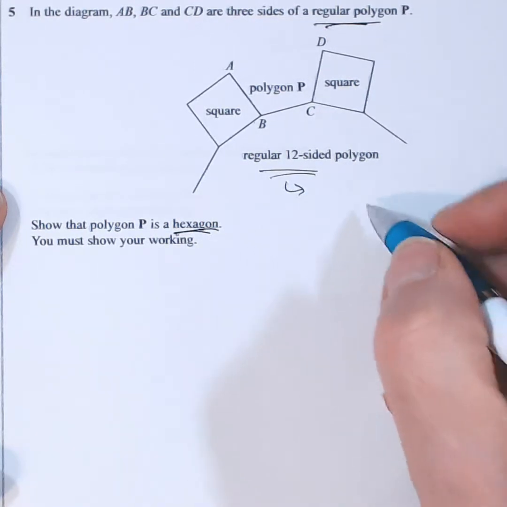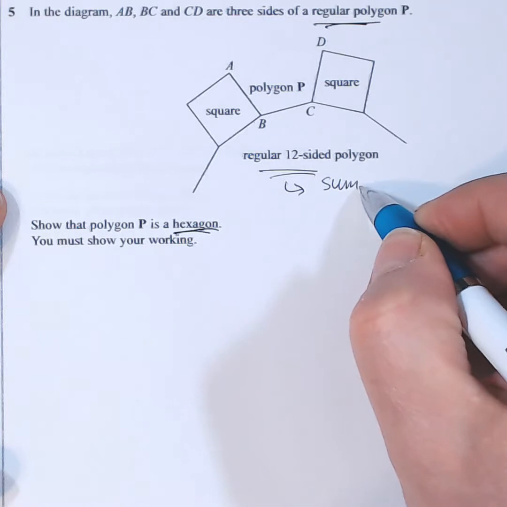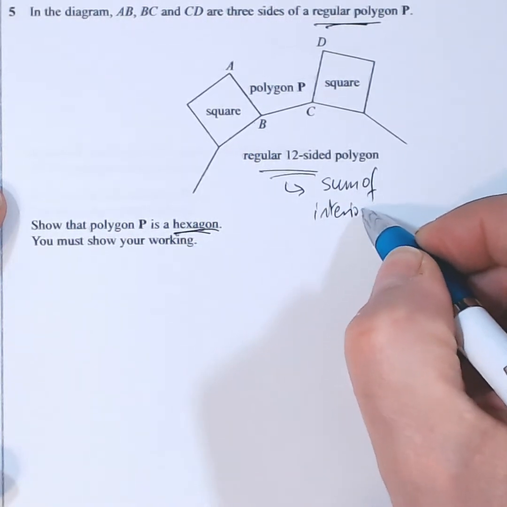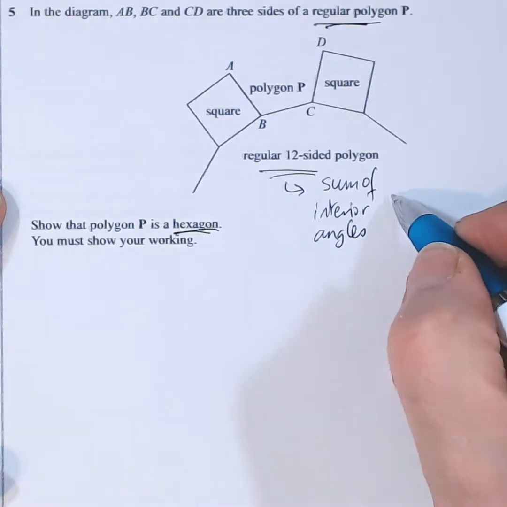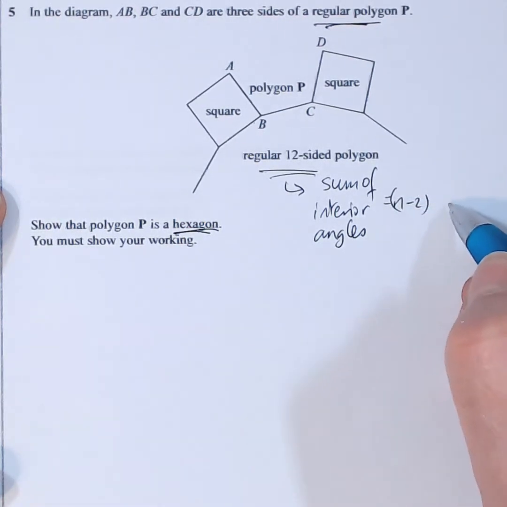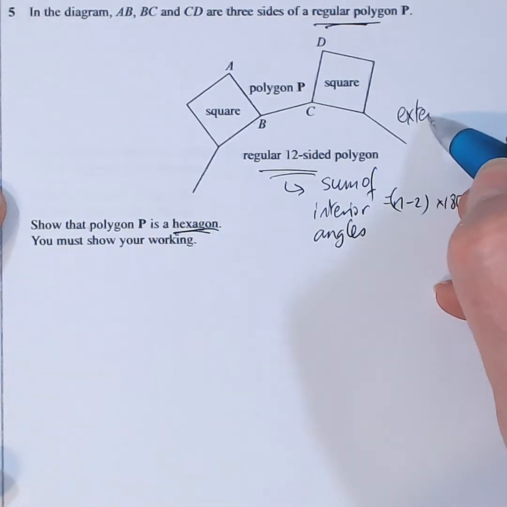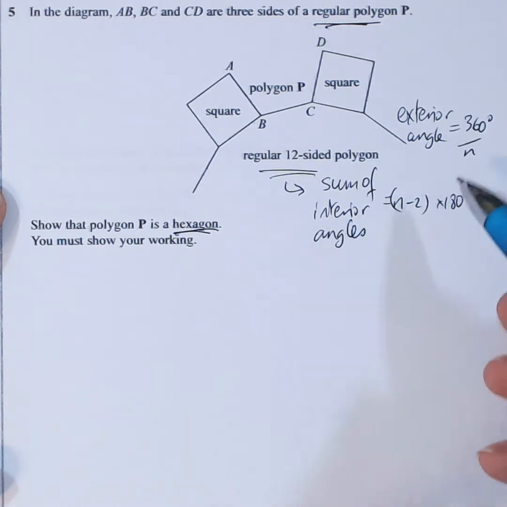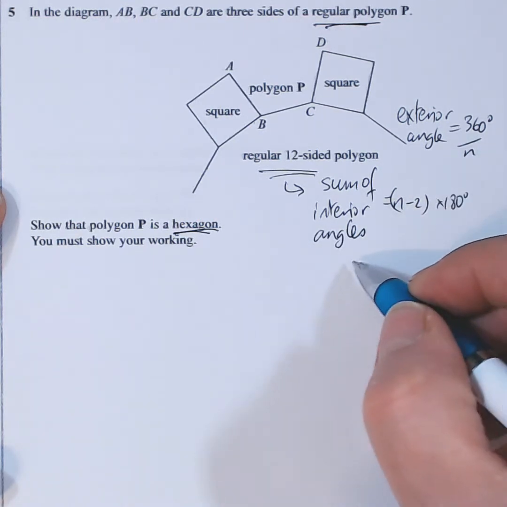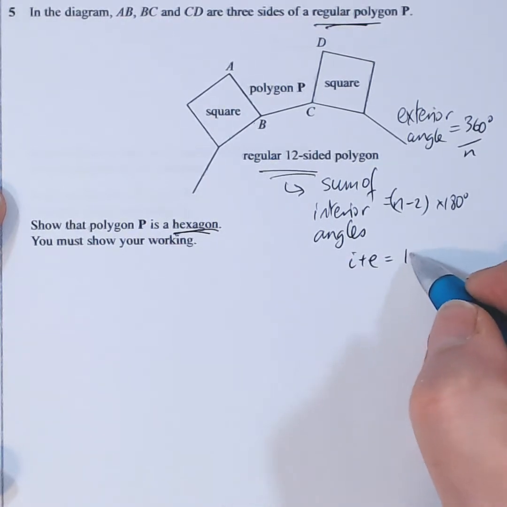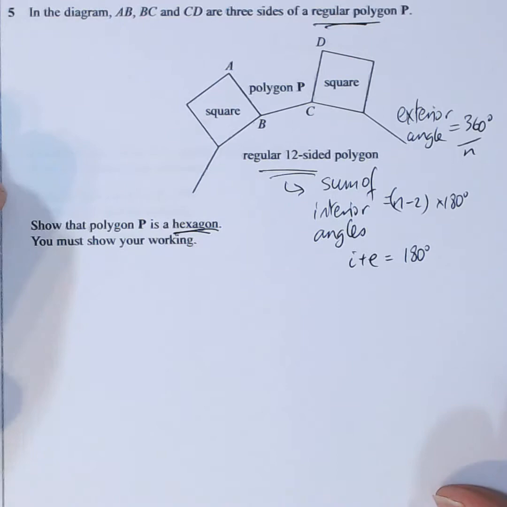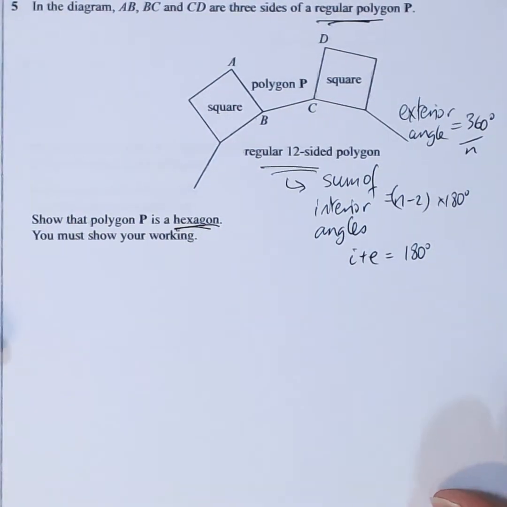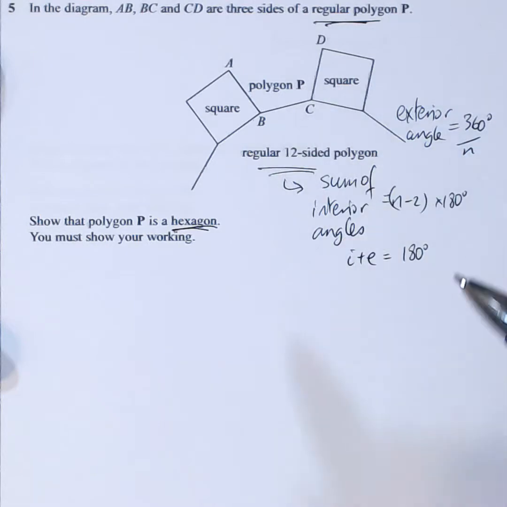So that means we can use the sum of interior angles equals n minus 2 times 180 degrees. We could use the exterior angle, because it's regular, is equal to 360 degrees divided by the number of sides. And we could use I plus E, the interior angle plus exterior angle, equals 180 degrees. So one of these 3 formulas or 3 rules is going to be usable because they're telling us that these are regular polygons, or they're polygons in general.